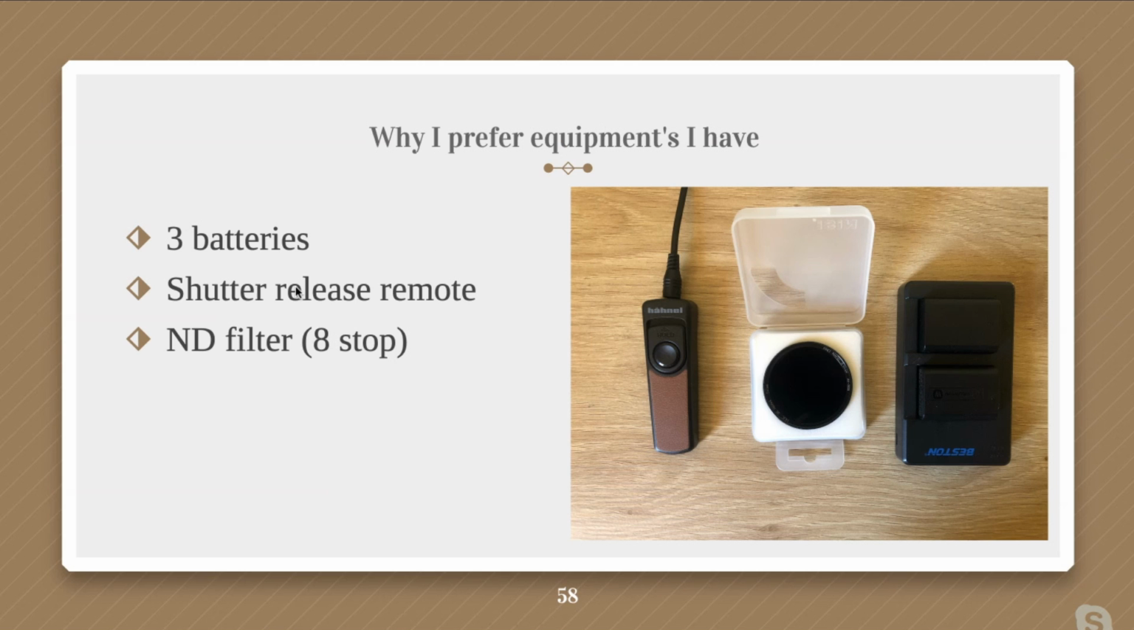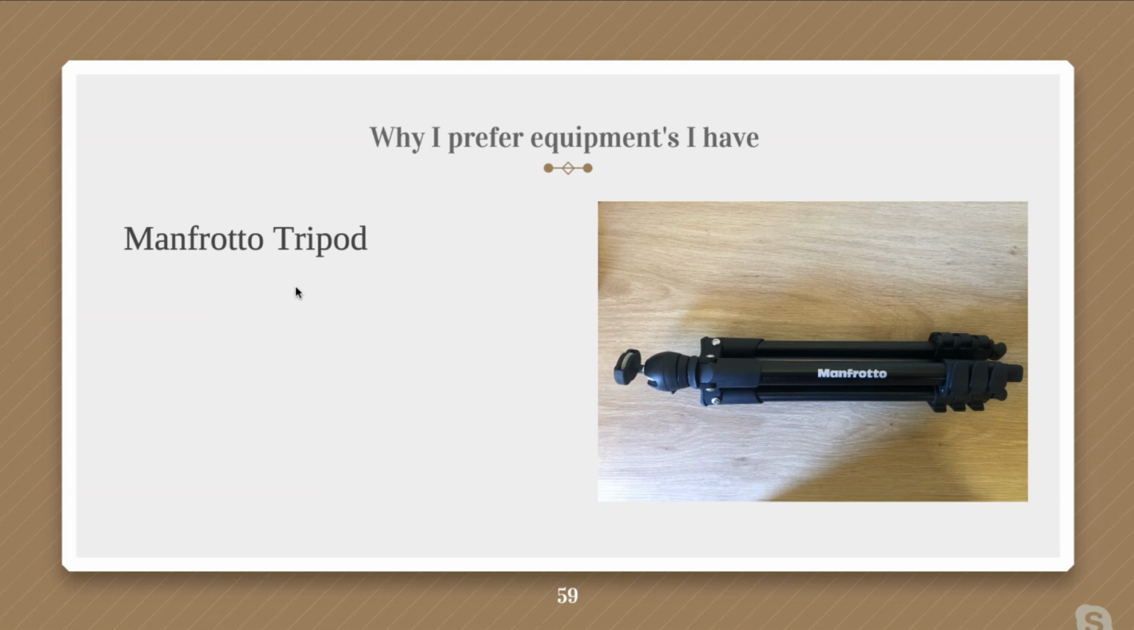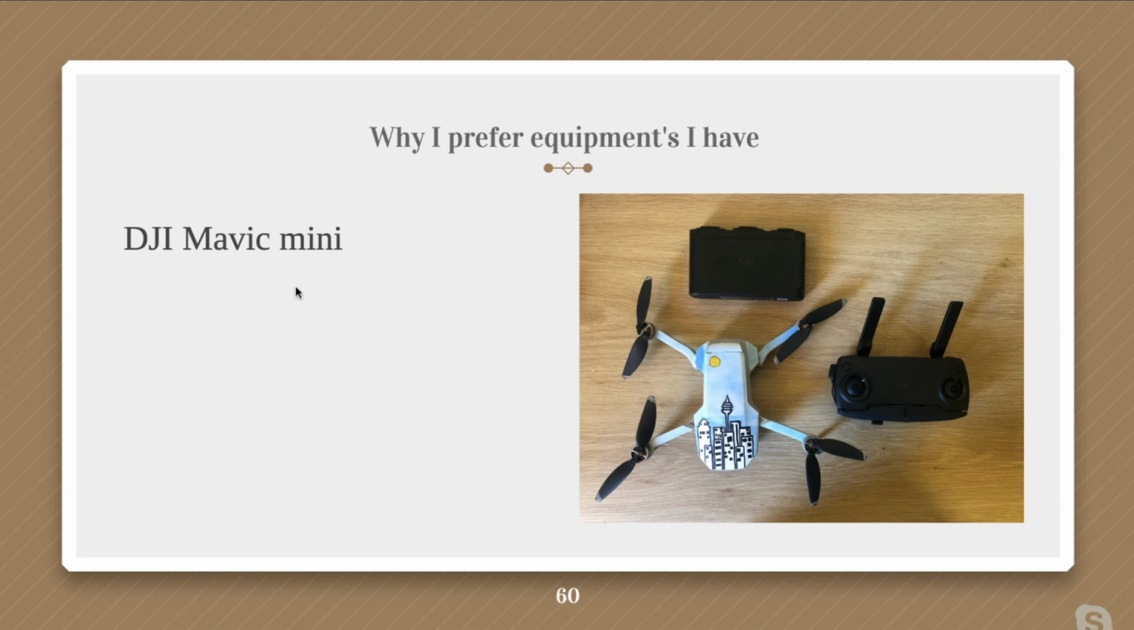Then the additional equipment I use: I have a remote shutter for long exposure, which is on the left. In the middle is my ND filter, and on the right are my additional batteries. Then I have a Manfrotto tripod, which is very steady and gives me really good shots of long exposures. This is my recent purchase. It's a cheap drone, but it's really small and handy, and obviously additional batteries. I have additional batteries with it, and I tried drawing Sydney on my drone.